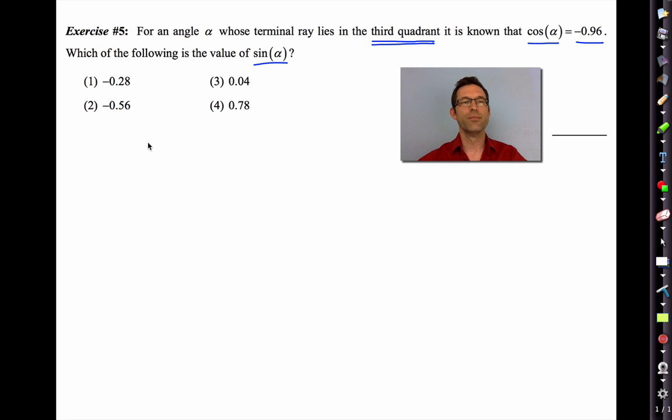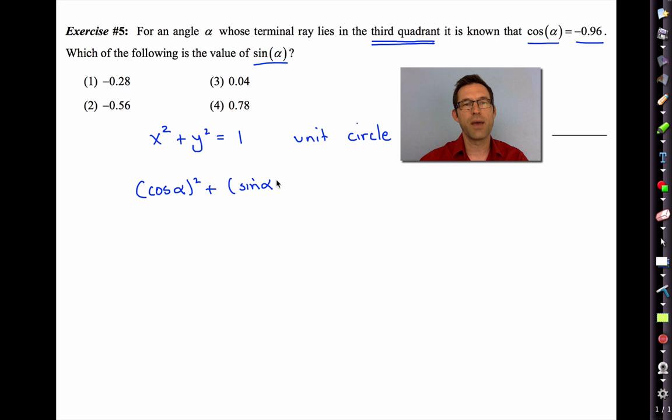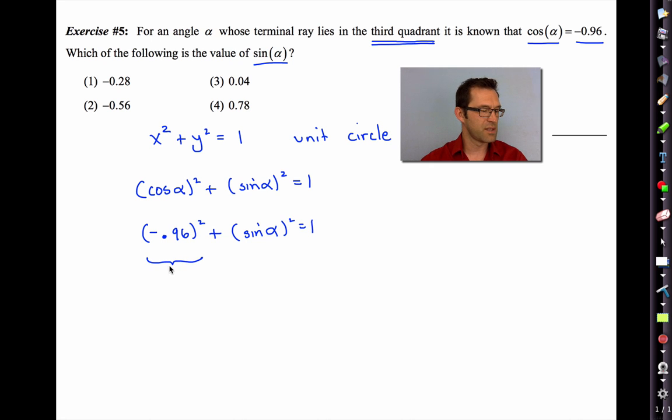Okay, remember, all of this comes from the unit circle. X squared plus y squared equals 1, the unit circle. And from this, in the last lesson, we had something called the Pythagorean identity, which told me that the cosine of an angle squared plus the sine of the same angle squared would be equal to 1. Now in this case, we know that the cosine of the angle is negative 0.96. And what we're looking for is the sine of the angle. All right, so we set up this equation.